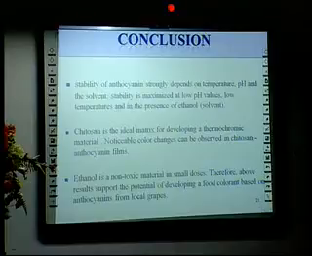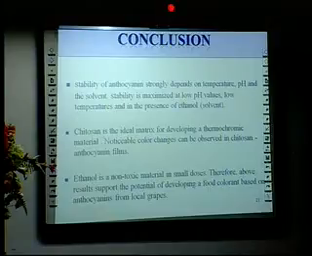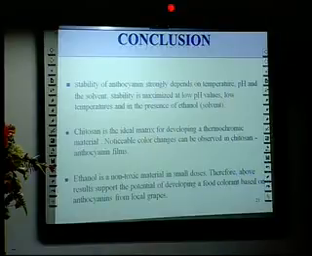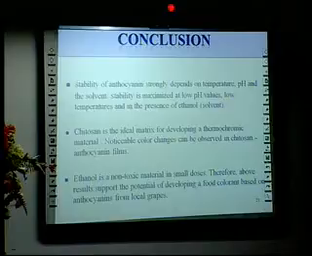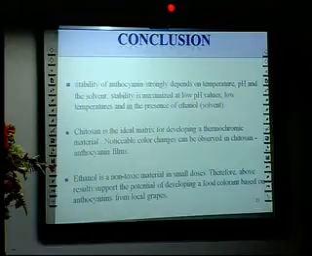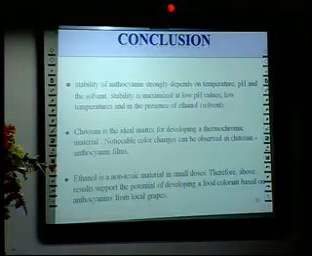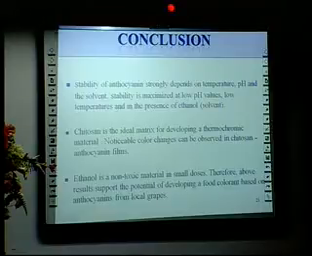Finally, we can conclude that stability of anthocyanin strongly depends on temperature, pH and the solvent. Stability is maximized at low pH values, low temperatures and in the presence of ethanol. Chitosan is an ideal matrix for developing a thermochromic material. A noticeable color change can be observed in a chitosan anthocyanin film. Ethanol is a non-toxic material in small doses. Therefore, our results support the potential of developing a food colorant based on anthocyanin from local grapes.